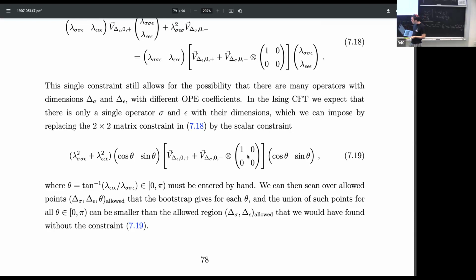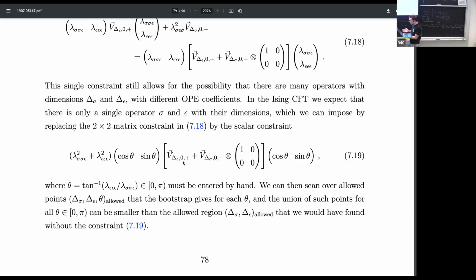And so the way to do that is that instead of just having a matrix constraint for sigma or epsilon, this matrix constraint is a matrix multiplying sigma sigma epsilon and epsilon epsilon epsilon. And so if you want to impose that there's just a unique operator, you basically want to scan over all possible values of those OPE coefficients, because this is basically ensuring that there will only be one operator multiplying these OPE coefficients. Because if there's multiple operators, then putting in these explicit values would kill that possibility.